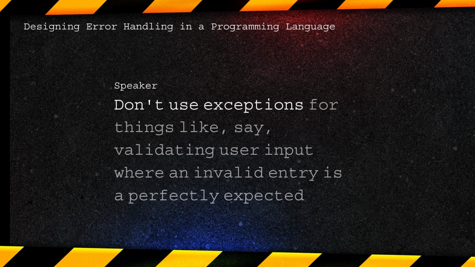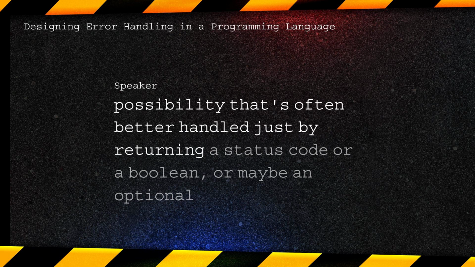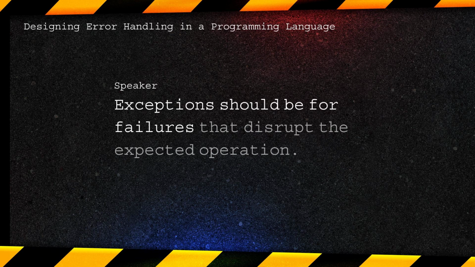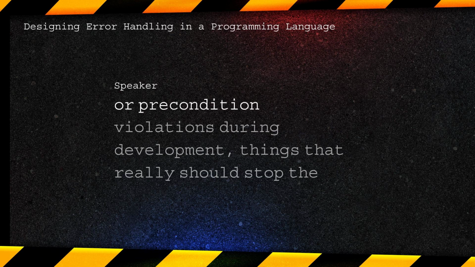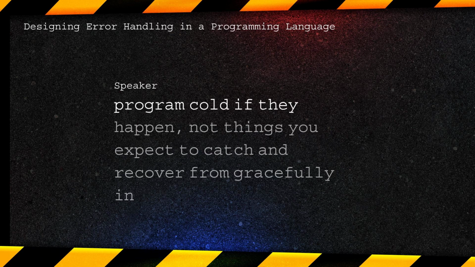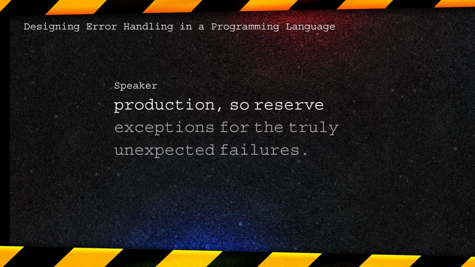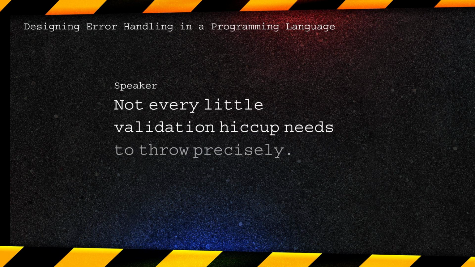Exactly. Don't use exceptions for things like, say, validating user input, where an invalid entry is a perfectly expected possibility. That's often better handled just by returning a status code, or a Boolean, or maybe an optional or something similar. Exceptions should be for failures that disrupt the expected operation. Some sources also suggest assert is often a better tool for catching programming bugs or precondition violations during development. Things that really should stop the program cold if they happen, not things you expect to catch and recover from gracefully in production. So reserve exceptions for the truly unexpected failures. Not every little validation hiccup needs to throw.